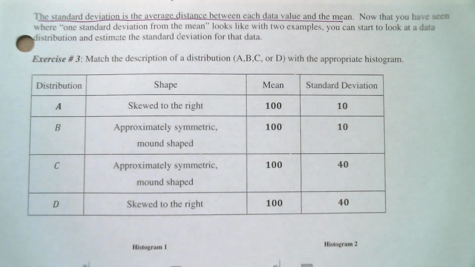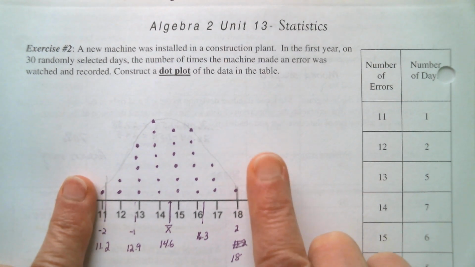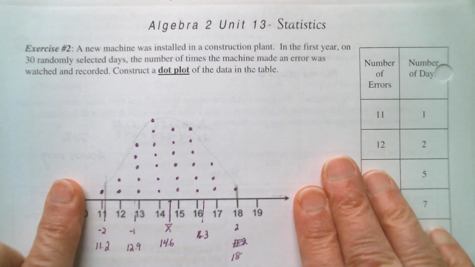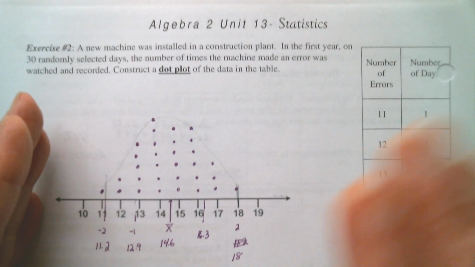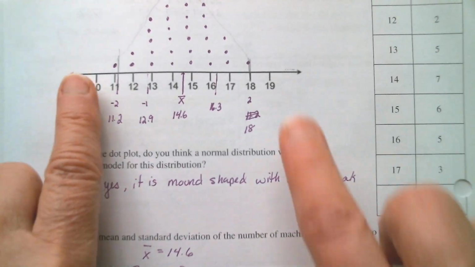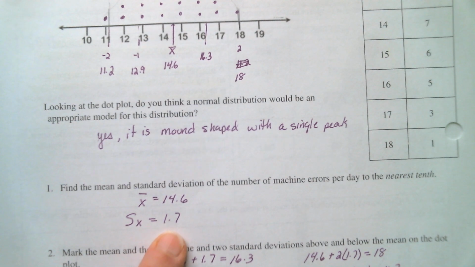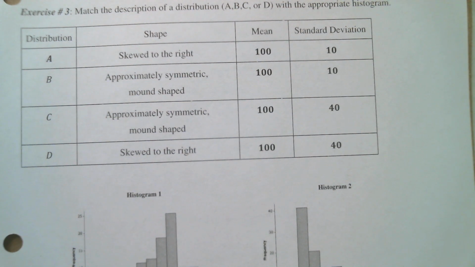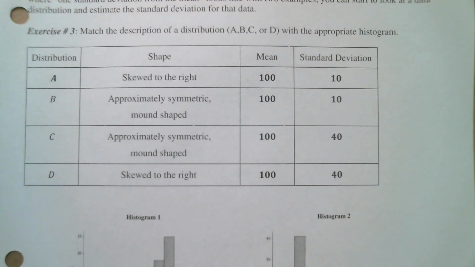All right, if I go back to my dot plot, the spread of this data is fairly narrow. It's going from 11 to 18. That's it. It's not going from 10 to 90. It's going from 11 to 18. So that's a narrow spread. If we were going from 0 to 100, that's a wide spread. And we see that since our spread was a narrow spread from 11 to 18, our standard deviation was quite small. It was 1.7. The wider the spread, the larger the standard deviation.